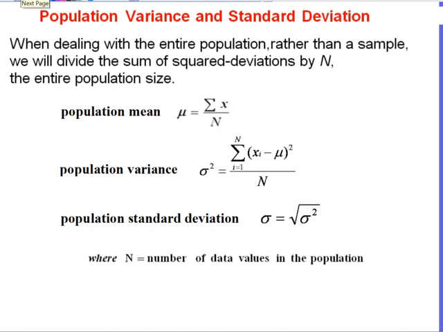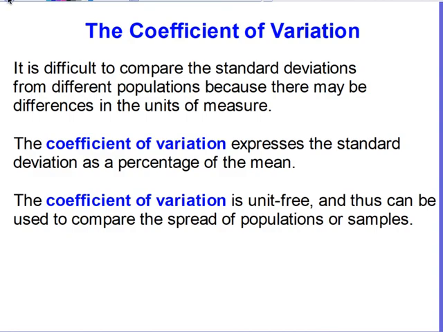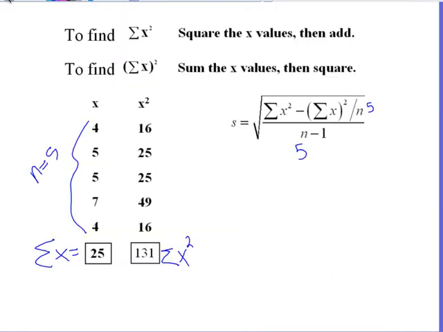I think I've got it all worked out. Nope, I don't. So let's go back here for a second. There we go. So the sum of x squareds right here would be the 131.